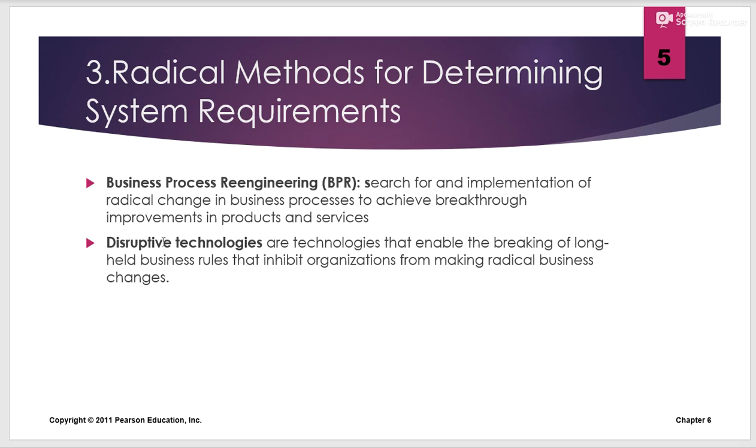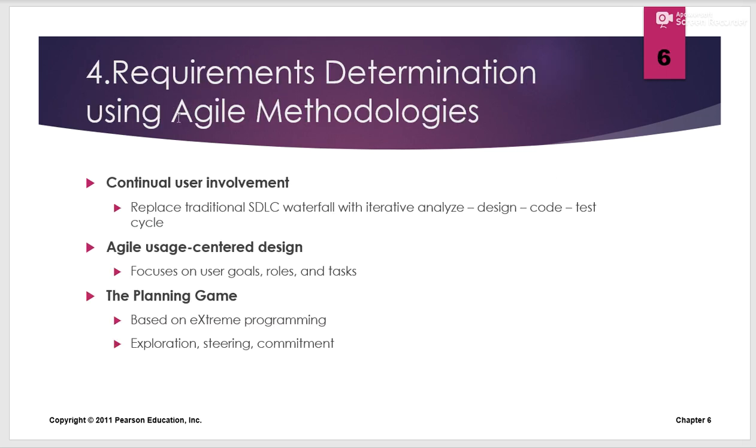Now, for re-engineering purposes, we use technology. We normally call it disruptive technology. So we break the long-held business rules, how our business was operating, to a new way through the business process re-engineering process. The last one in this case is if you are using Agile methodology, then we have three different things. Continual user involvement, which is the same as prototyping. We involve the customer and analyze, design, code, and test at the same time. We can have Agile user-centered design as well.